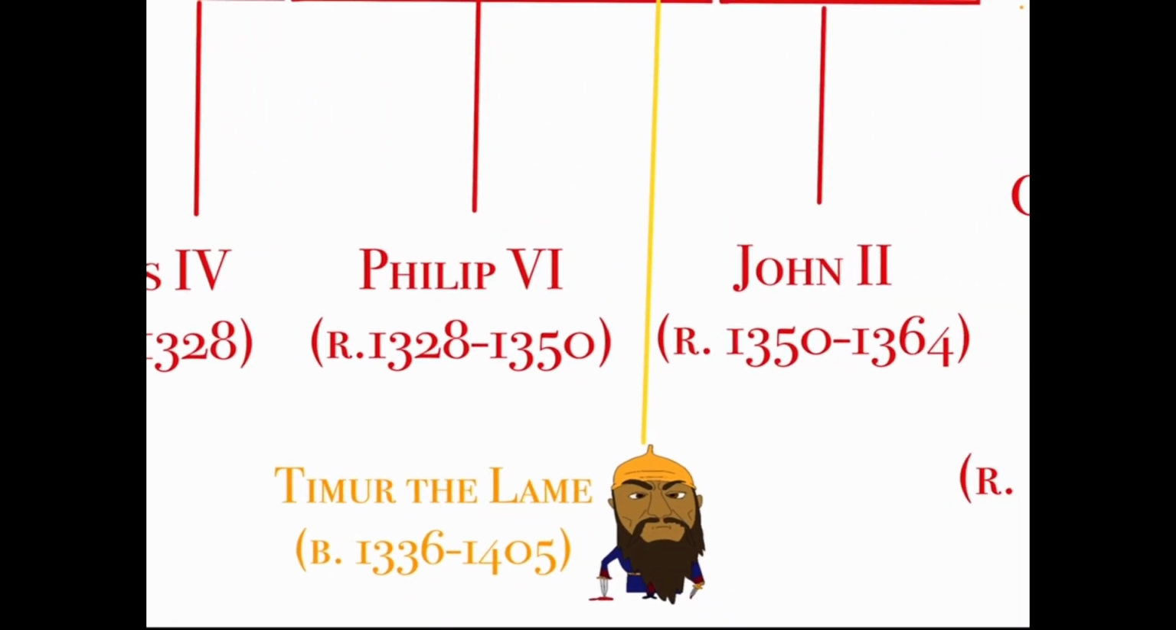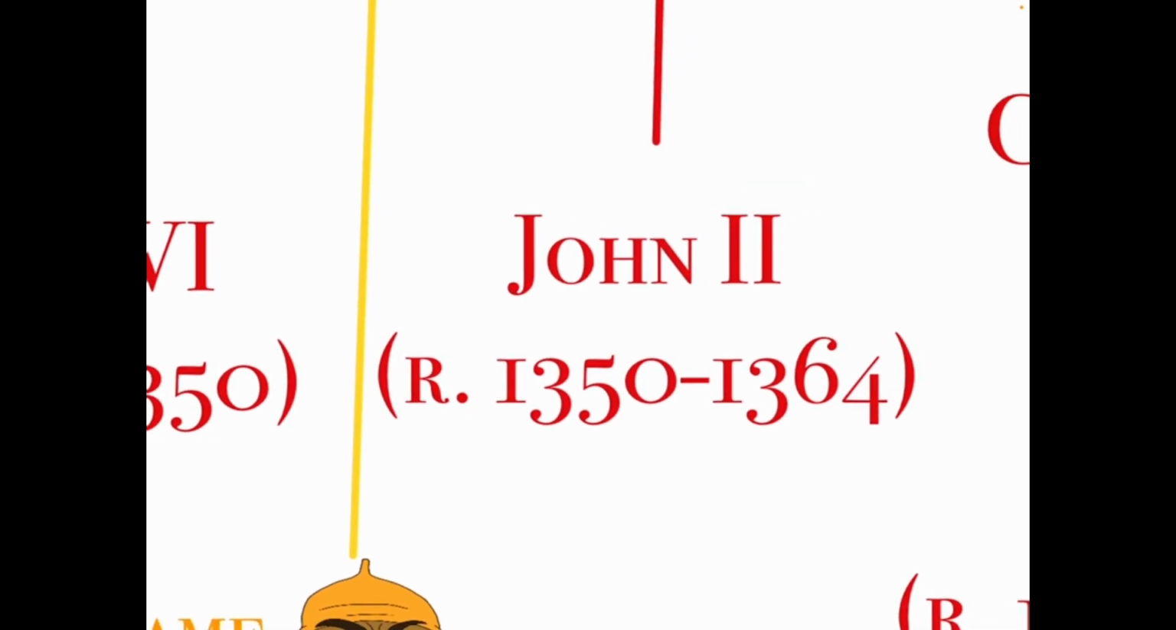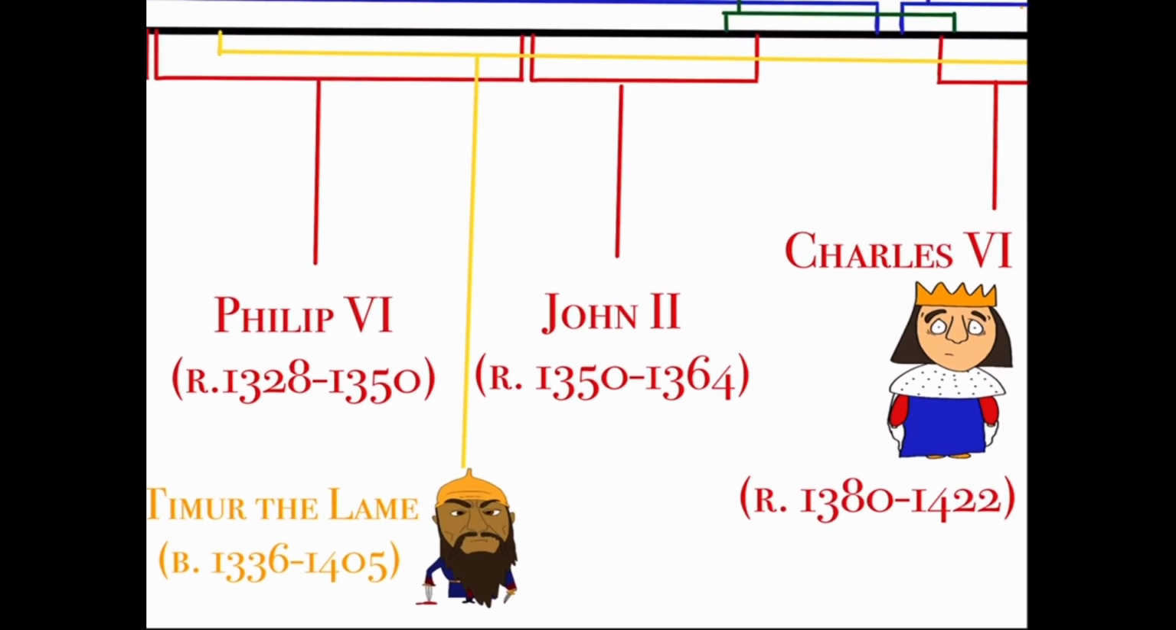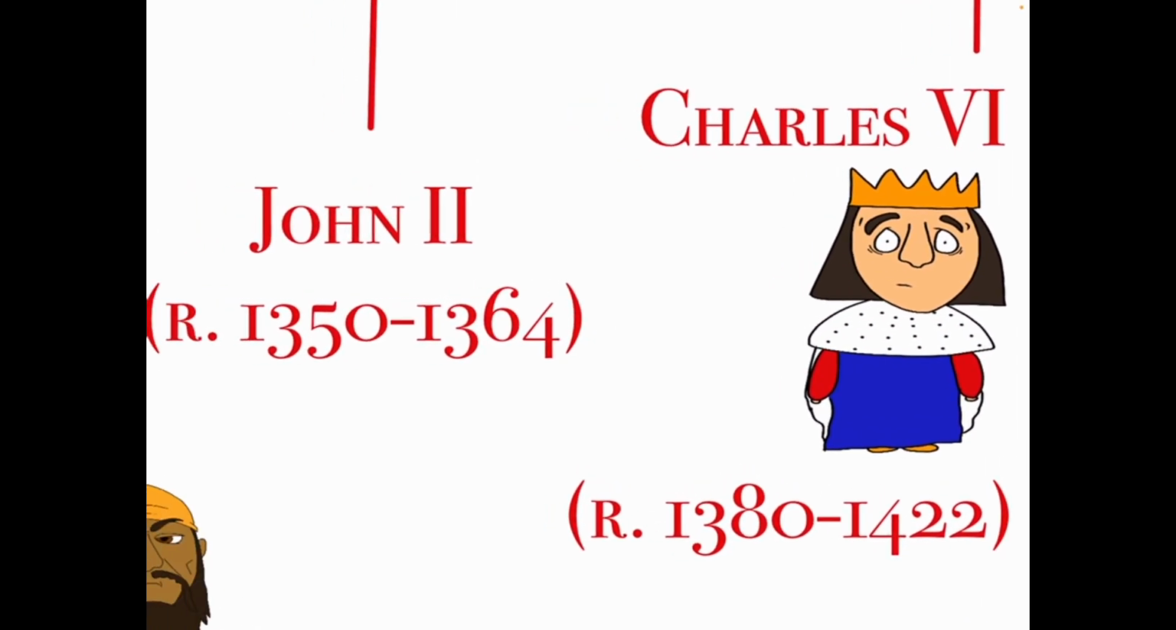Moving on to King John II of France. He ruled from 1350 to 1364. He's known for being captured by the English and being forced to sign treaties. Last on this list, we have Charles. This is Charles VI. Poor Charles.